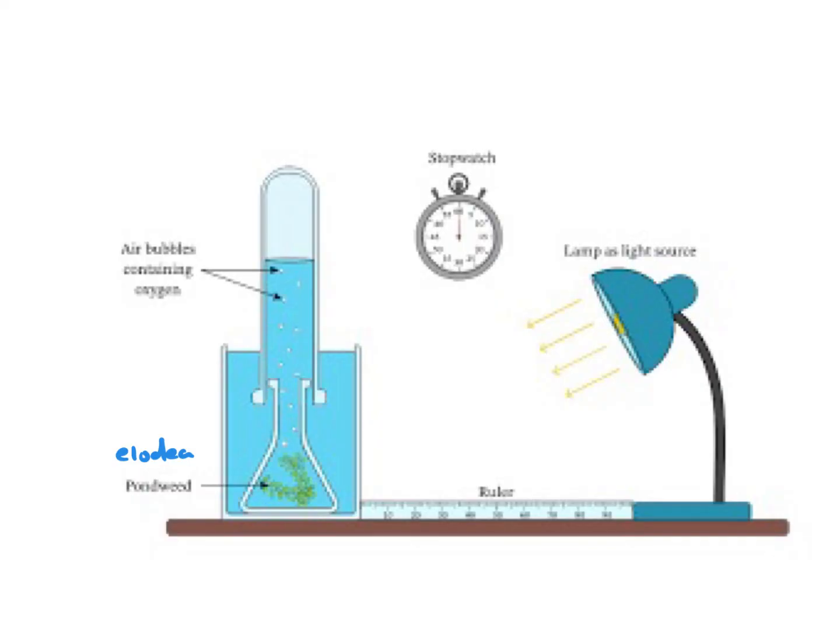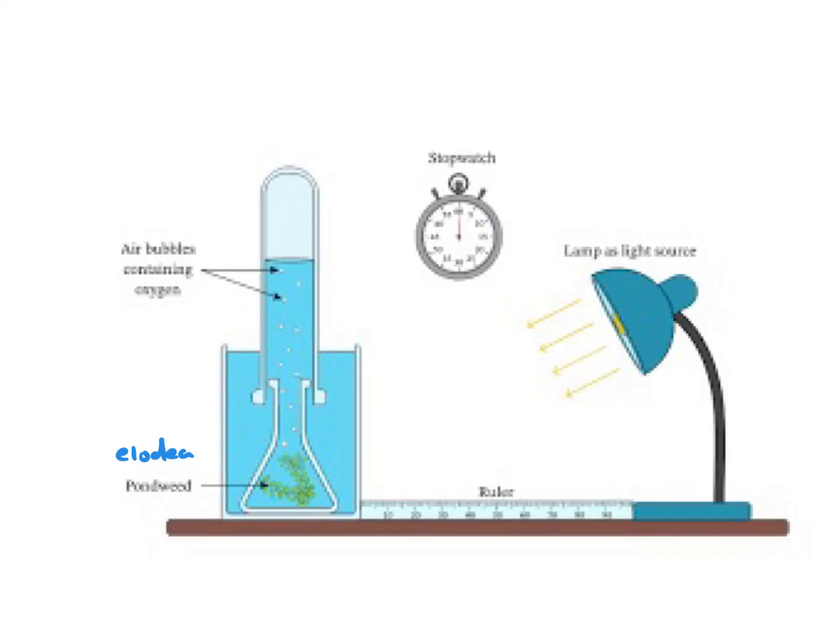Again, let the plant acclimatize to the amount of light coming in, and then count the number of bubbles again. Move the light a little bit closer again, maybe to 60 centimeters, let it acclimatize, count the number of bubbles, and eventually you probably end up with your light source right on top of the plant. And once you've left it to acclimatize for a couple of minutes, you can count the number of bubbles.